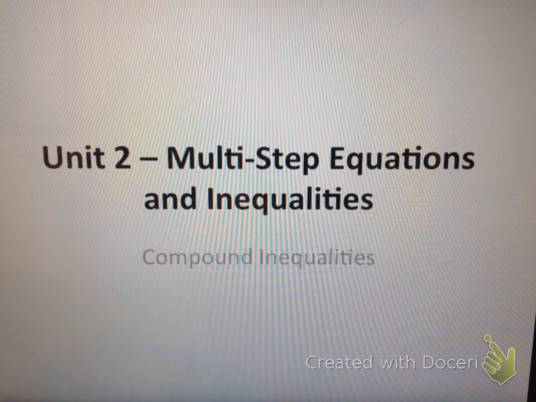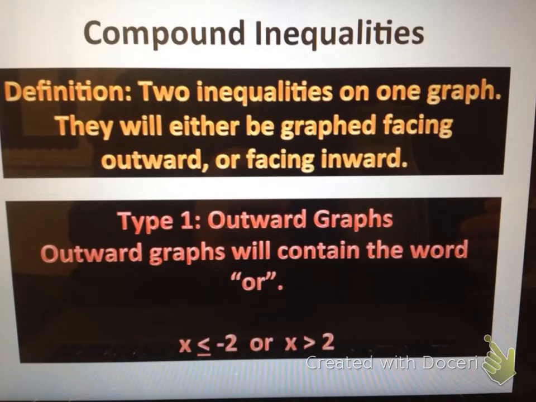We're continuing on in Unit 2 today by talking about compound inequalities. By definition, compound inequalities are two inequalities on one graph. They will either be graphed facing outward or facing inward. The first type that we're going to look at is outward graphs, and these typically contain the word "or."